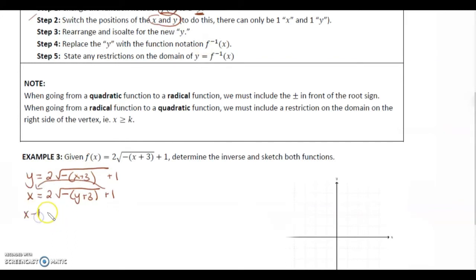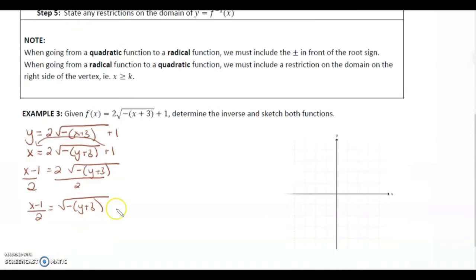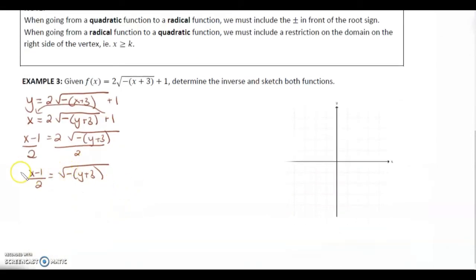So we have x minus 1 equals 2 square root of negative y plus 3. Now let's divide both sides by 2. So we have x minus 1 over 2 equals square root of negative y plus 3. Now, the rule is what you do to the left-hand side, you do to the right-hand side. So this square root function, if we square it, the square root and the squared cancel out. I cannot just put a squared here. I have to square this entire side, okay?